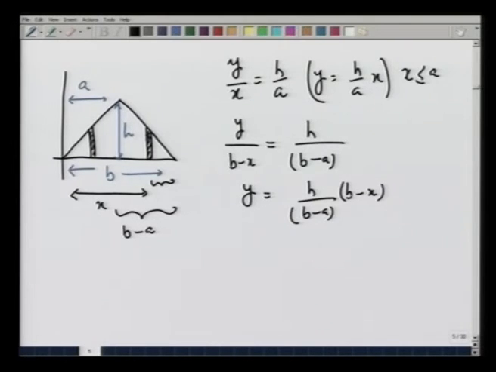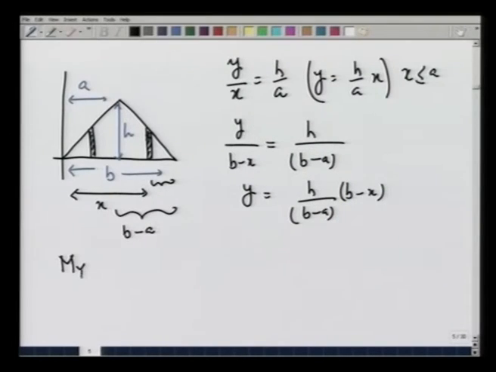Now, I am ready to calculate the moment about the y axis. The moment about the y axis, m y, is equal to integration x dA, which I am going to write as integration x y dx, where y dx represents the area of this small strip. This I am going to divide into two parts, because the behavior of y with respect to x is different for x up to a and for x greater than a. This, by the way, is for x greater than a.